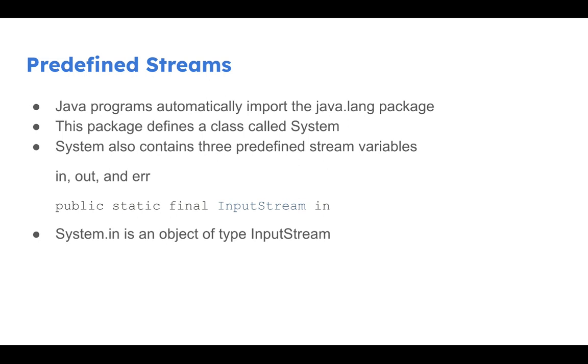So when we write System.in, it is actually an object of InputStream that is defined in the System class as a variable. So we can use those predefined streams whenever we are dealing with input. By default, that System.in variable is linked to your keyboard. The System.out object is linked to your screen.